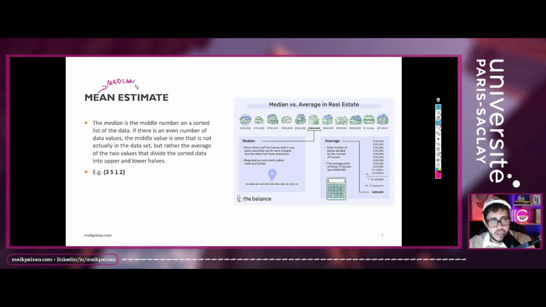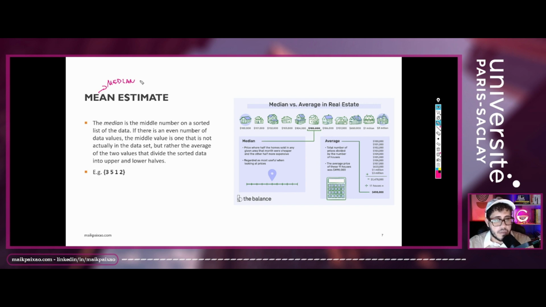Median, and the median is basically the middle number on a sorted list of the data. And if there's an even number of data values, it will be the average of the two values that divide the sorted data into upper and lower halves.